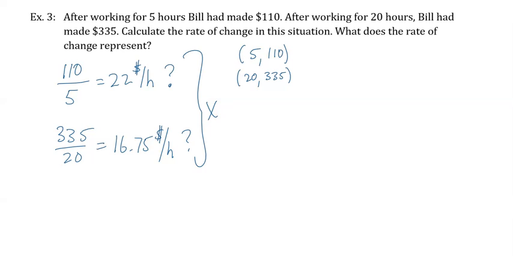335 minus 110, Zainab? 225. And 20 minus 5 is 15. And 225 divided by 15 is $15 per hour. That is the correct way to do these where you won't make a mistake because we don't know if it starts at 0 or not.